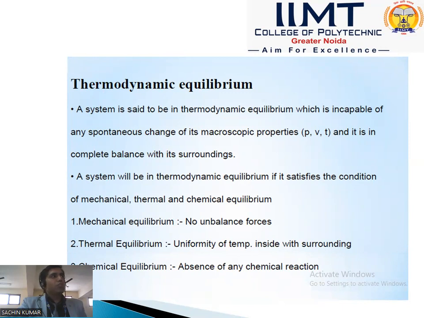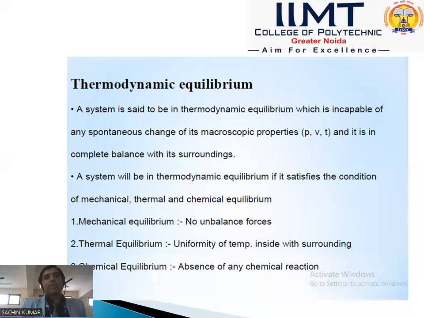Thermal equilibrium means uniformity of temperature; heat flows from higher temperature to lower temperature, so with no temperature difference we call it thermal equilibrium. Chemical equilibrium means the absence of any chemical reactions in the system.